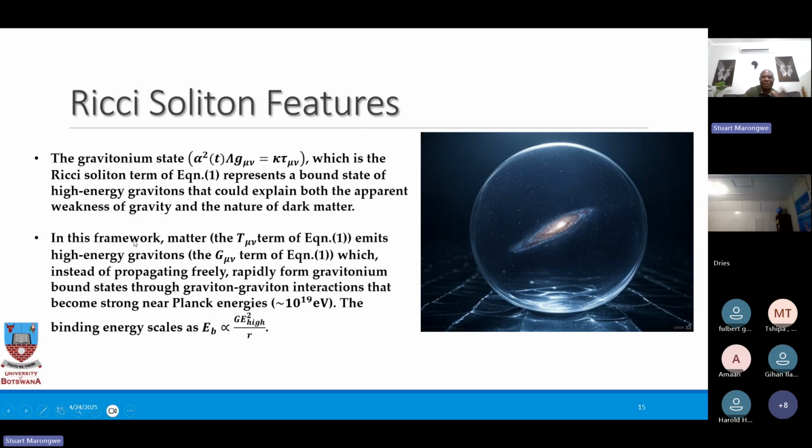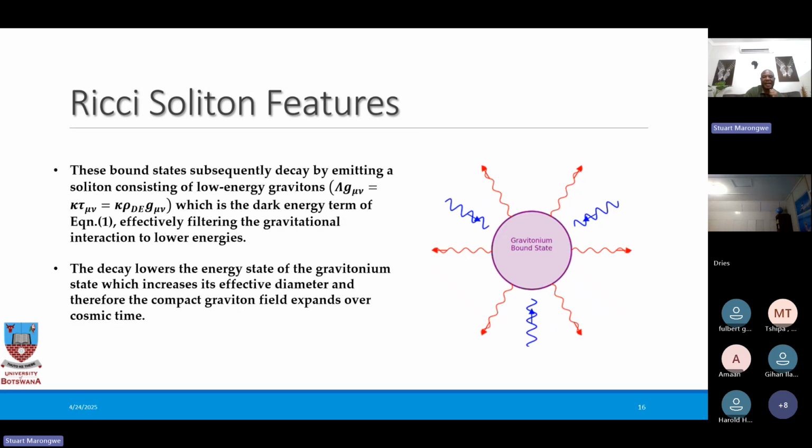And the Ricci soliton is also something that has been mathematically studied in differential geometry. It has three states: it's either a steady soliton, or an expanding or a contracting soliton. In this case, this one expands with time in these modified equations. So this is what I was saying about the gravitonium bound state. What we are seeing, these blue curves, are high energy gravitons that form the bound state, and then decay slowly by emitting these red low energy gravitons.